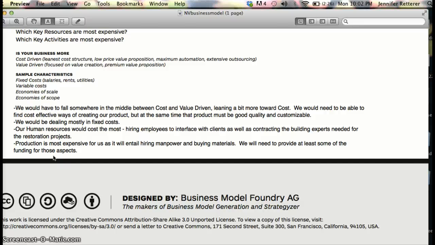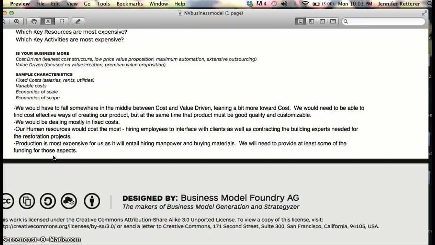I think we would be dealing mostly in fixed costs, because I think that each service that we are offering, even though we are negotiating what services will be needed, I think each of them will have a fixed cost for either the service or the amount of time needed for us to be involved.